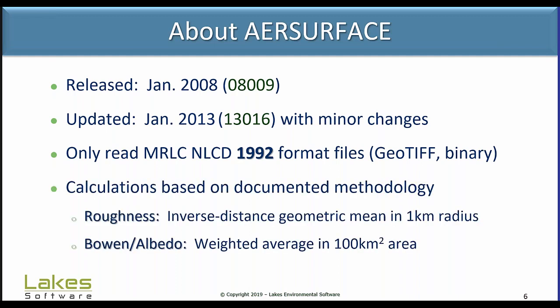Now, the calculations within AERSURFACE, as I mentioned before, are required to be used for calculating surface characteristics. This includes for surface roughness an inverse distance geometric mean from a 1 kilometer radius around the Met Tower. You can divide that up into as many as 12 sectors in order to get more spatially congruent categorizations within each sector. And the Bowen ratio and albedo are weighted averages. Bowen ratio is a weighted geometric mean. Albedo is an arithmetic mean within a 100 square kilometer square area, again, centered on the Met Tower. So you would do a 10 kilometer by 10 kilometer block.